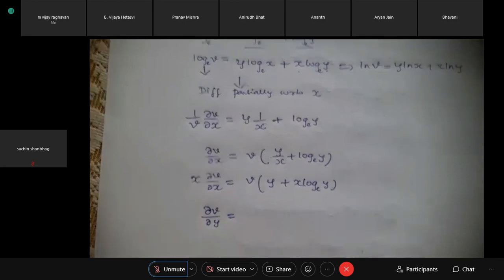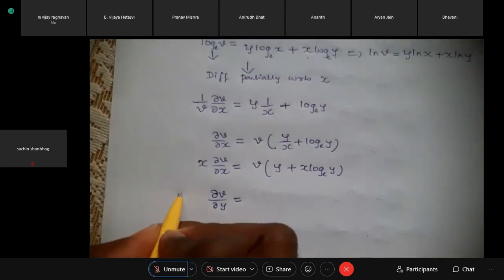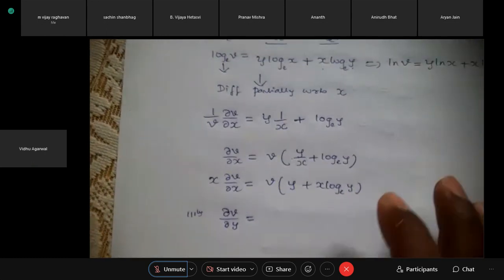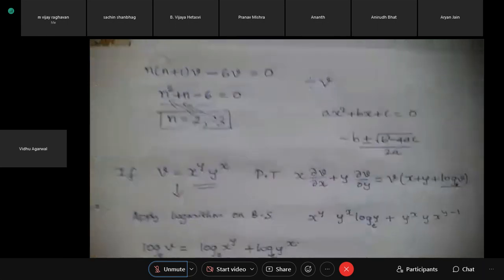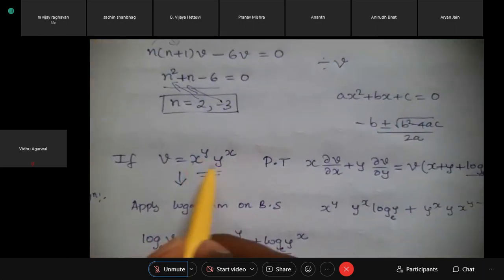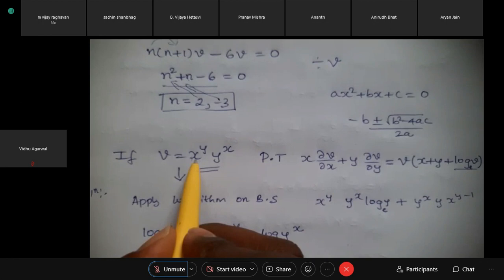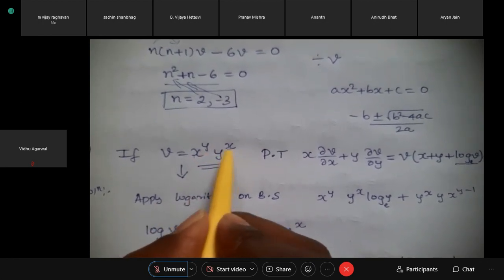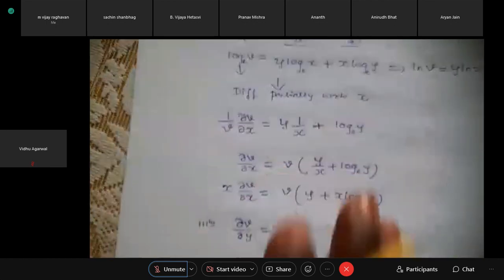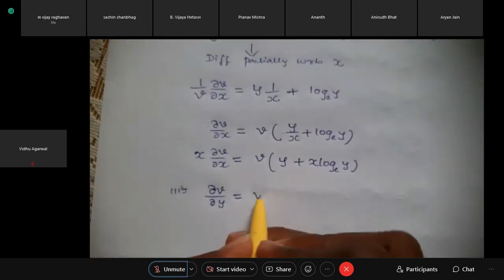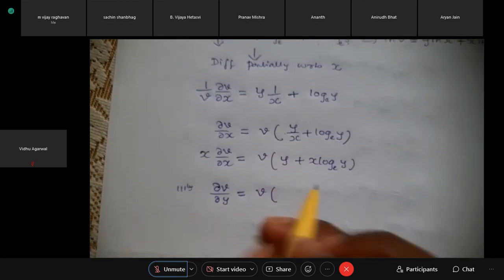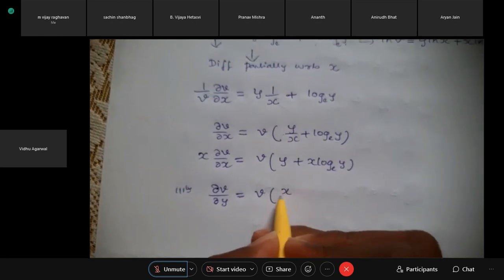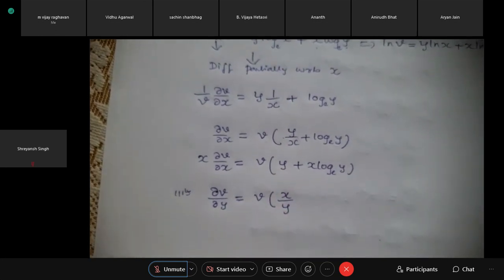Can I straight away find dou v by dou y? Yes, sir. We can. Why? So it's a symmetric function. Exactly. It is a symmetric function. When you replace x by y and y by x, the function will not change, because the first term becomes y power x and the second term will become x power y. That is the same function, v. Therefore, what is dou v by dou y? It is v times x plus y log x.